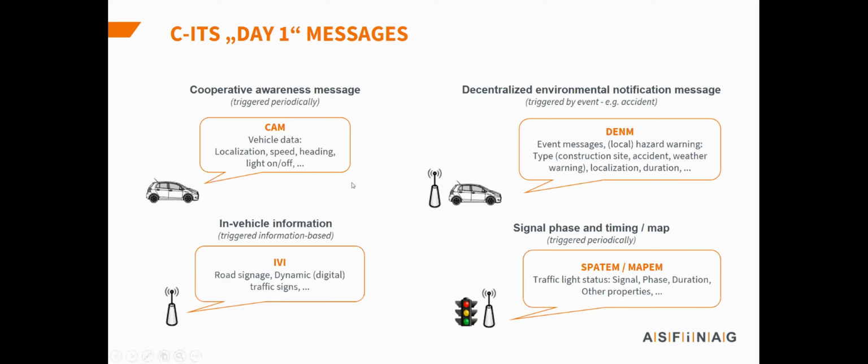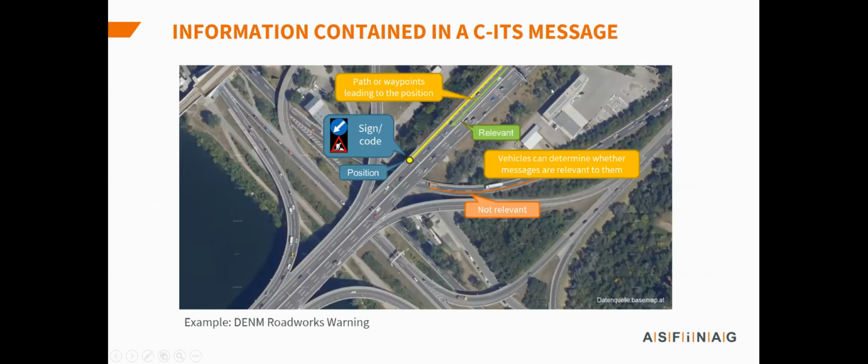Okay, this was a kind of deep dive, but it gives a little bit of information on how this could look. So how do we transport this to a vehicle then? How does the vehicle know that this message is relevant? Let's take the example of a DENM message, a roadworks warning. This consists of a position and some path leading to this position, right? And the path leading to this is what is encoded in the message.